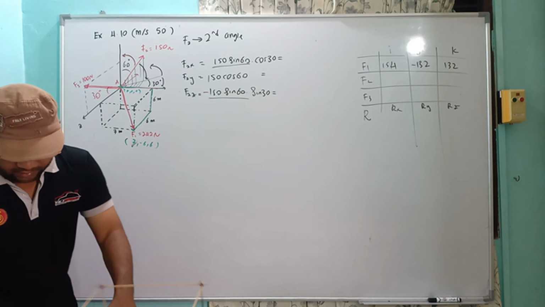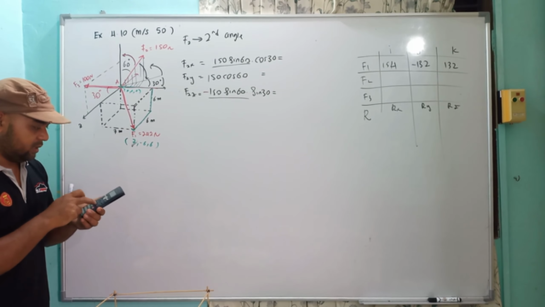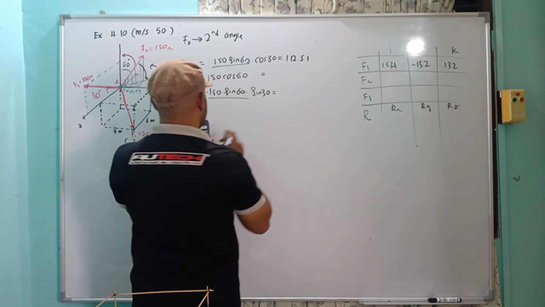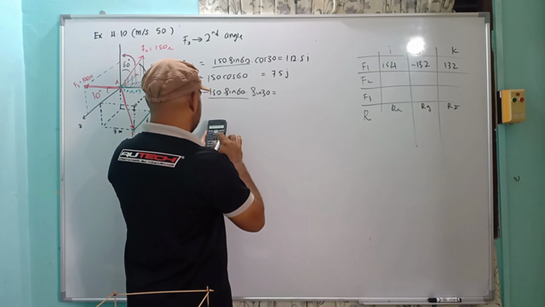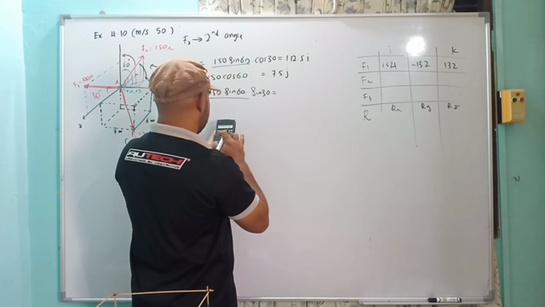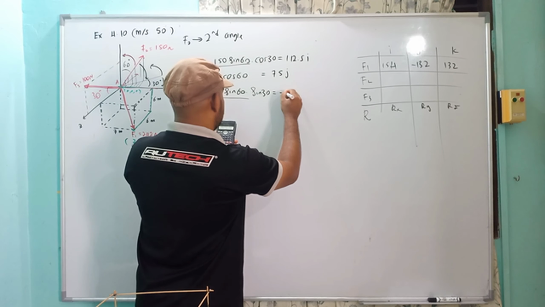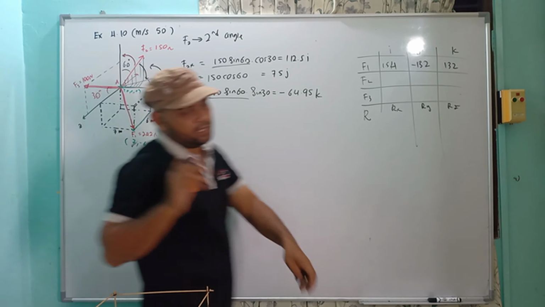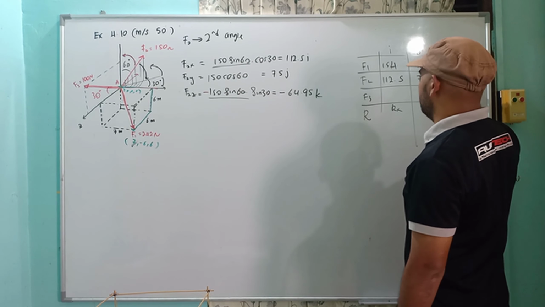So calculate that one. You will have the answer as 150 sine 60 cos 30, 112.5 I, 150 cos 60, 75 J, 150 sine 60 sine 30 again, you will have negative 64.95 K. Okay, so now we have the F2 in terms of I, J and K. So now I want to transfer it here: 112.5, 75, negative 64.95.